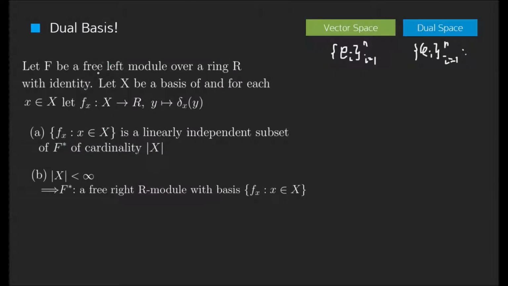In this case, let's compare the dual basis in linear algebra and the dual module. This theorem lets us compare the dual space on a vector space, the dual vector spaces, and the dual module. So let F be a free left module of the ring R with identity. Let X be a basis of F. For each x in X, let f_x be the function given.